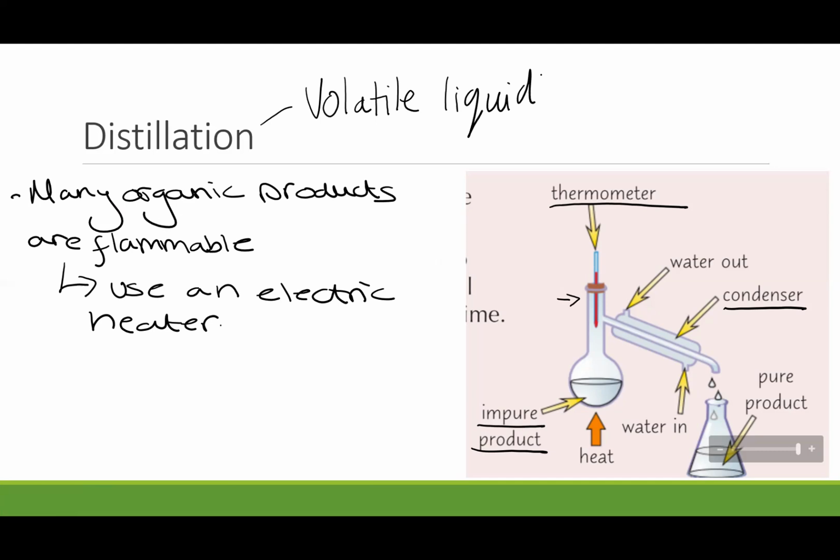So we've gone through separation for water-soluble impurities, distillation for volatile liquids, and now we're going to look at solids this time. So organic solids, and we can purify organic solids by recrystallization. So that's really important that we know that this is for organic solids. If the product of your organic reaction is a solid, the simplest way of purifying it is recrystallization.